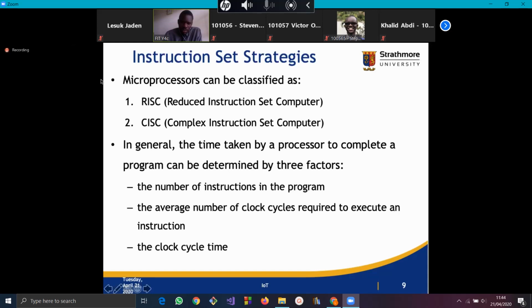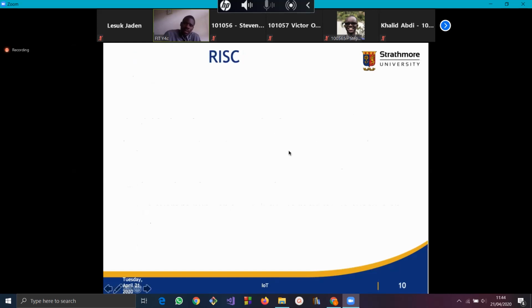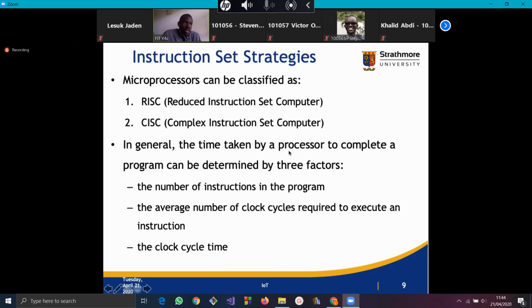No. I think I've confused. That point is the last one, the clock cycle. The second one is basically... So for example, yeah, this one is more related to bandwidth.